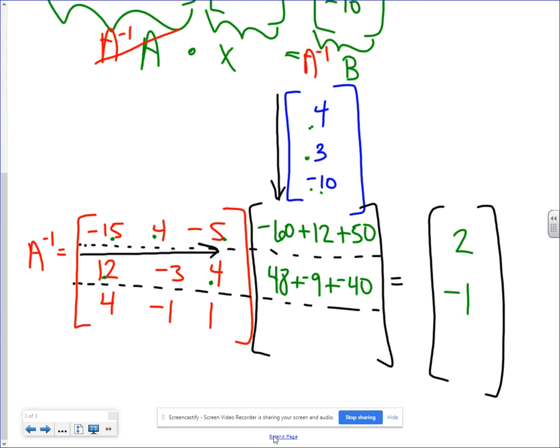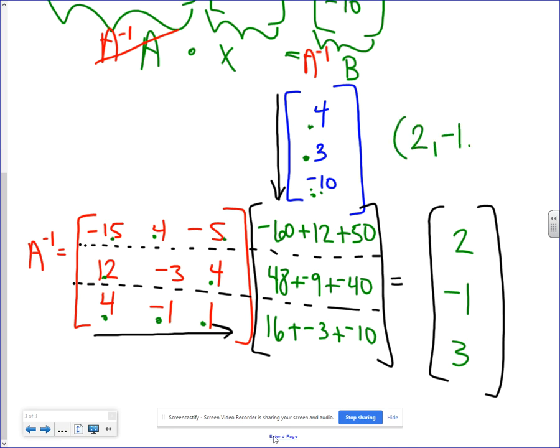And then last, find z. I'm going to use the third row here in that first column. So 4 times 4, 16. Negative 1 times 3, negative 3. And then 1 times negative 10 is negative 10. So we got 3 here. So the solution to that system is the point 2, negative 1, 3.